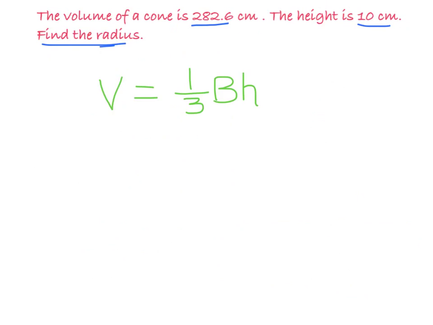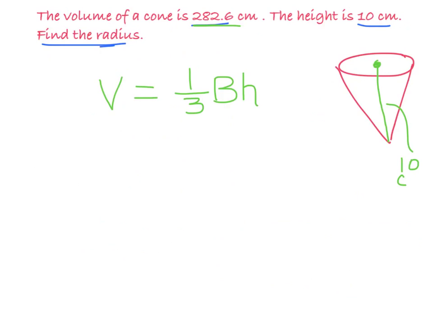Now, I would also actually draw a cone. So I'll just draw kind of an upside down one. There's my cone. Okay, it says the volume is 282.6. I'm not going to label that on my picture. And then the height, remember it goes from the middle down, the height is 10 centimeters. All right, and I want to try to find the radius.